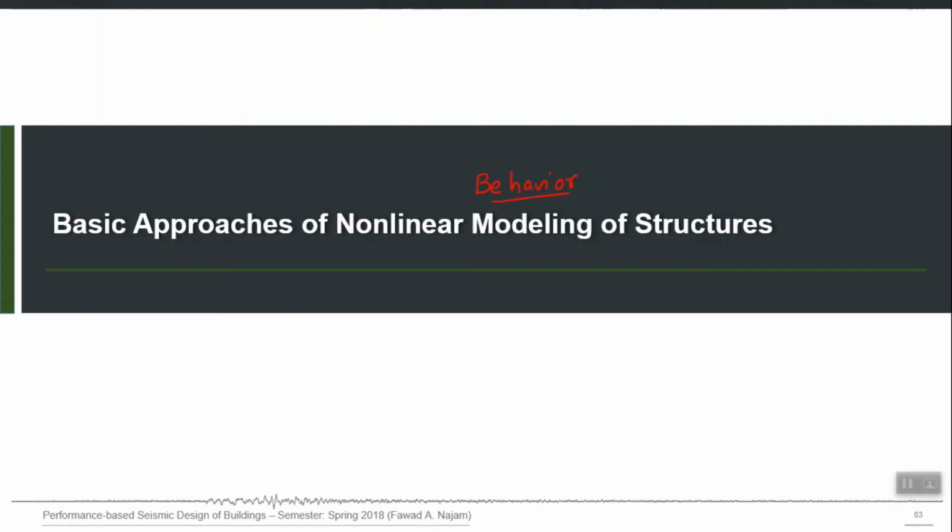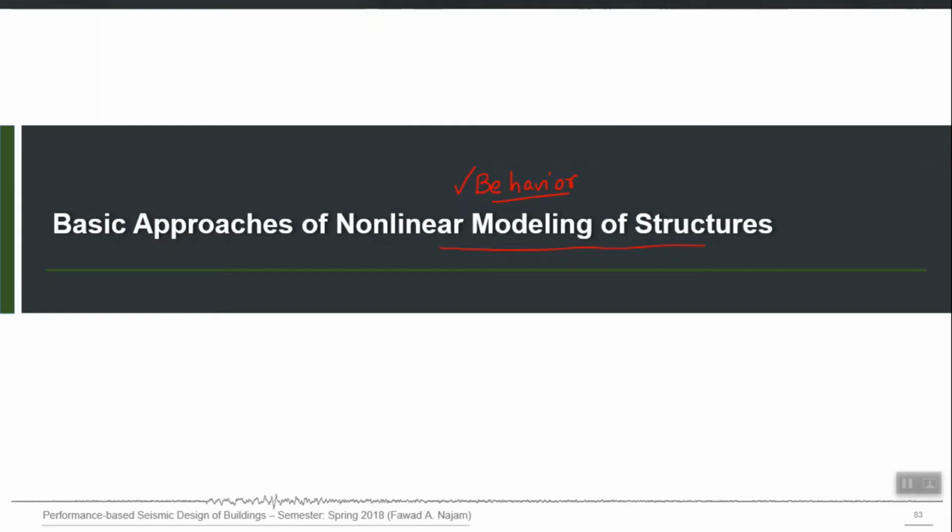All the possible nonlinear modes of failure, we must first understand those failures and then we try to simulate or model them in a computer program. But I'll skip that first part, the behavior part. Please go through the available lectures, and I'll focus now on the nonlinear modeling of structures, and how we can try to account for different aspects of inelasticity in our computer models, right?